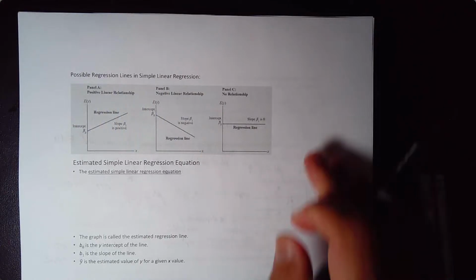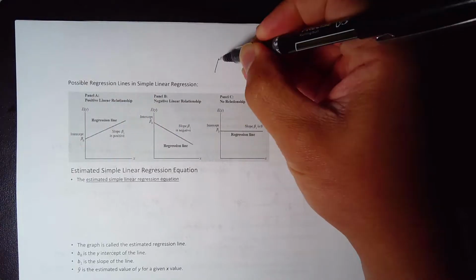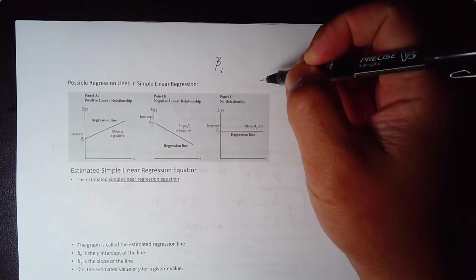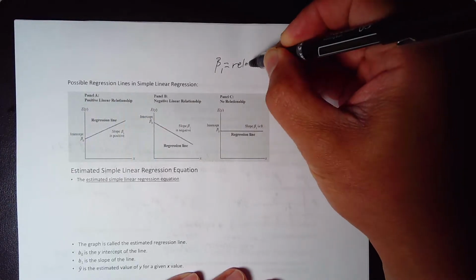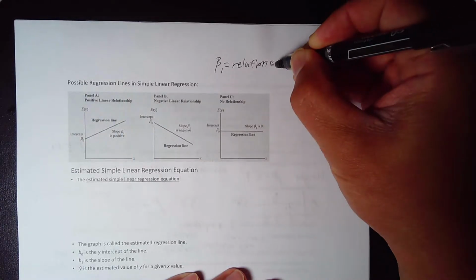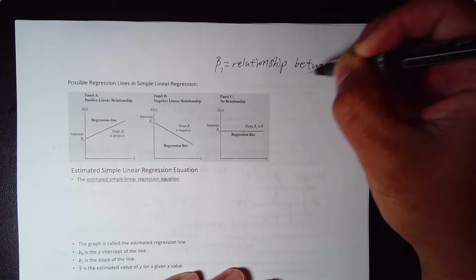So when we say a simple linear regression model, the parameter we're focusing on the most is beta 1. Beta 1 represents the relationship between the two variables, x and y.